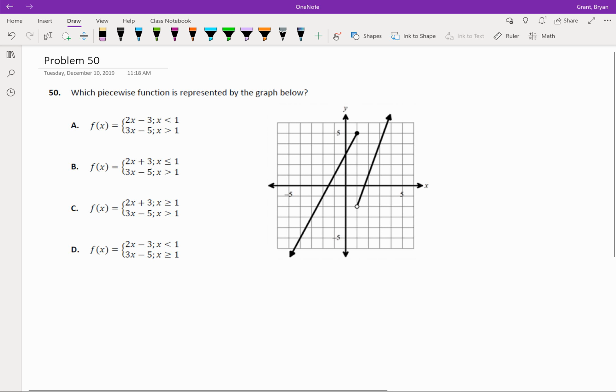Welcome back to your Algebra 1 Semester 1 final review. We're looking at a piecewise function here.